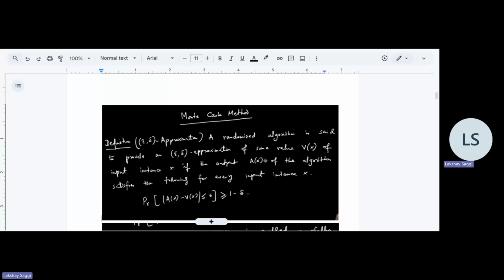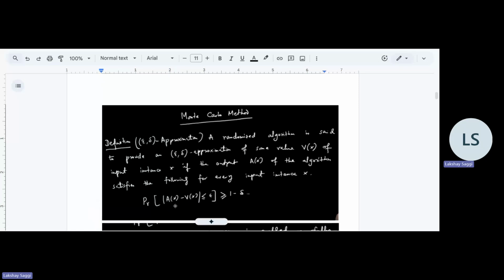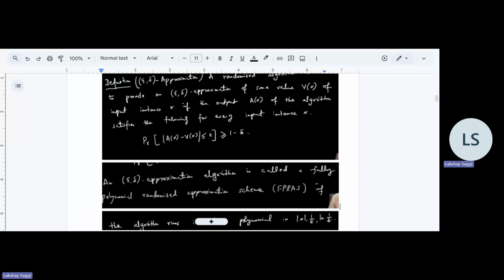Then our algorithm A is an epsilon delta approximation if for all input instances x, the probability that A of x and v of x differ by at most epsilon is greater than or equal to 1 minus delta. Let's pause and parse this statement for a second. What does this even mean?